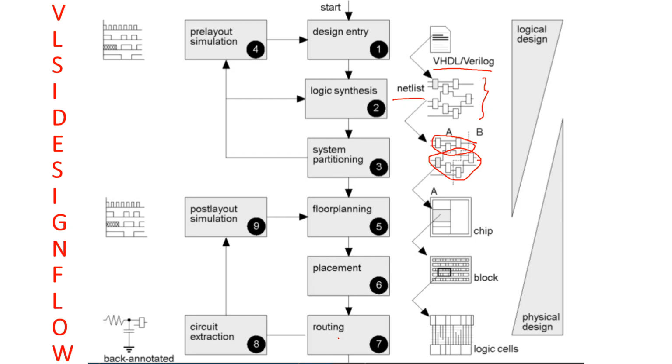Once the routing is completed, we go for circuit extraction, and then post layout simulation. If everything is okay, it is not necessary to go for floor planning once again. Else we need to do floor planning, placement, routing, circuit extraction, and once again perform post layout simulation. Once the routing is perfectly done, we can give the IC for fabrication.